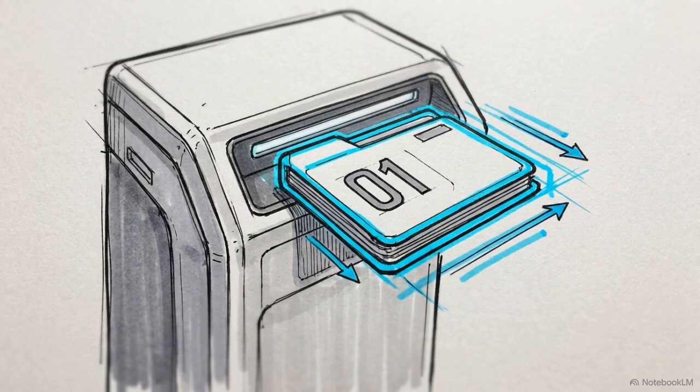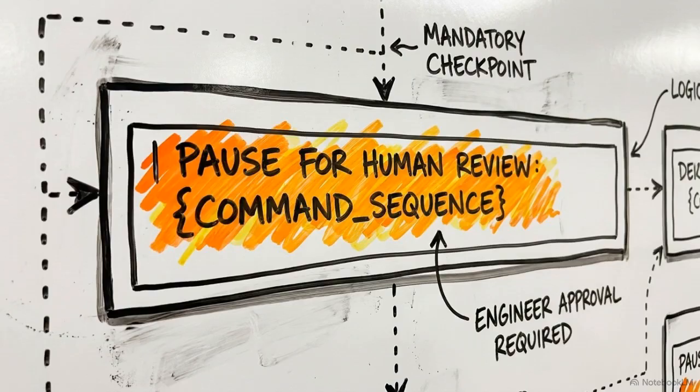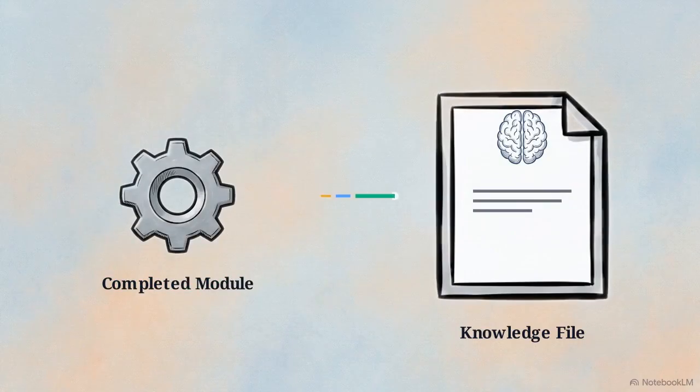With the scaffold ready, enter the execution loop. Feed the AI one skill blueprint per session. Use a critical prompt habit. Force the AI to list the files it plans to change and wait for approval before it writes any code. After a module is complete, ask the AI to summarize the work and update the knowledge file to keep the project context current.